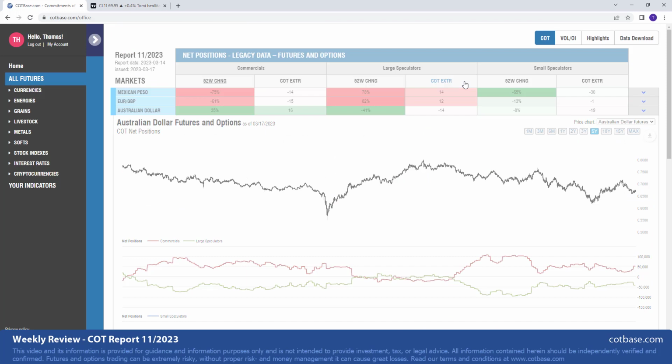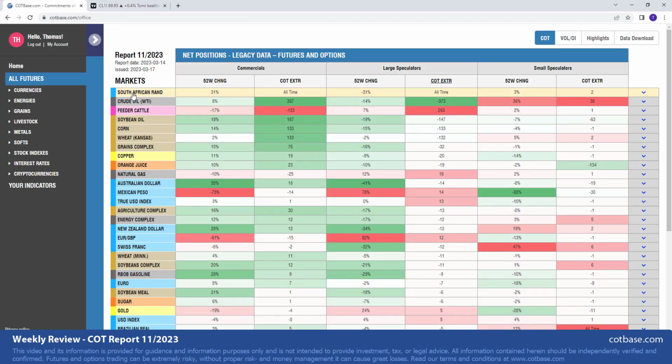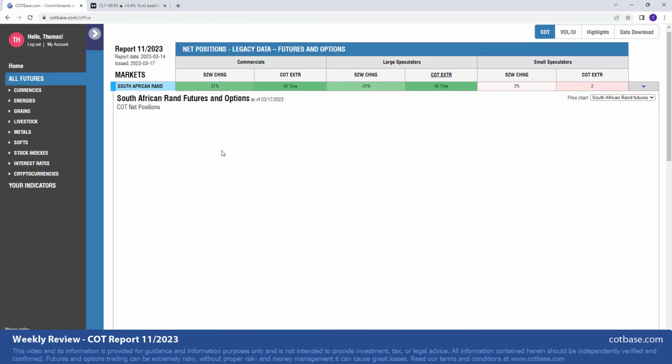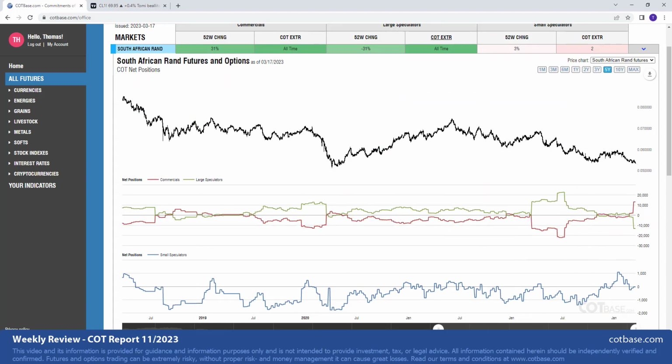Moving on to large speculators, COT Extreme analysis. Here we have the South African Rand with an all-time extreme, both in commercials net positions and in large speculators as well. It is an unquestionable bullish COT Extreme. Now, is this the point to expect the market to bottom? That's a hard question. Stress levels are high, that's for sure.